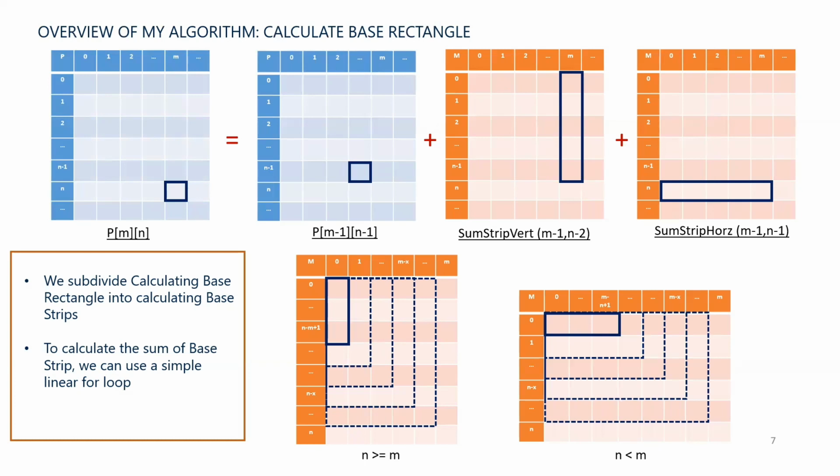So if we keep doing this, finally the leftover will be either a vertical strip or a horizontal strip, depending on which side of your rectangle is longer. Because the sum of a base strip is linear, this overall calculation will be linear. It's better than a 2-level for loop, which will take squared time.